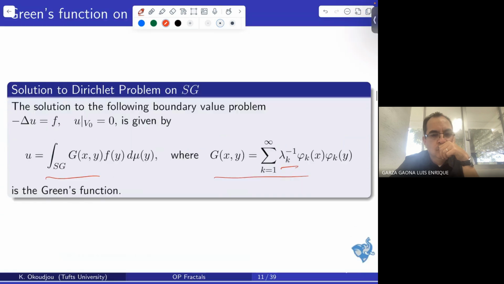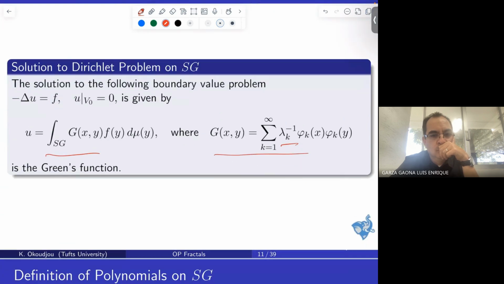All right, so at this point, I've summarized very quickly what could have been a different talk by talking about the Laplacian on the Sierpinski gasket. I introduced the notion of a gain function. I introduced the notion of normal derivative. And I'm about now to define what a polynomial on this set is going to be.